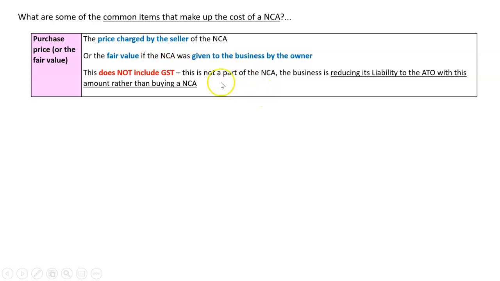Just important to note, with all the figures we're about to deal with here, this does not include GST, because GST is not a part of the non-current asset. When you're paying GST, you're reducing your GST liability to the tax office rather than buying an asset. So they're different things. So we don't want to see any GST in the cost of a non-current asset. So the purchase price or fair value is always going to be part of the cost.